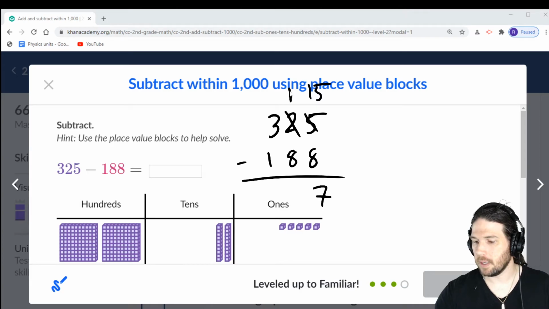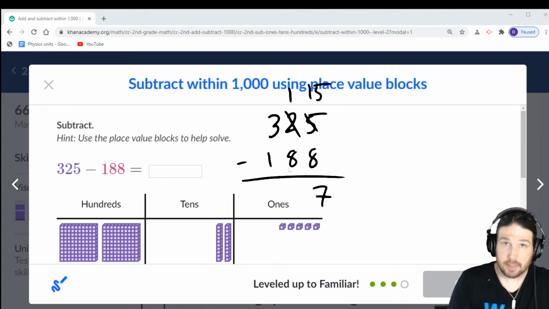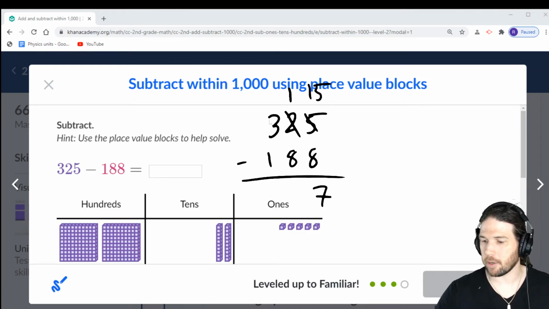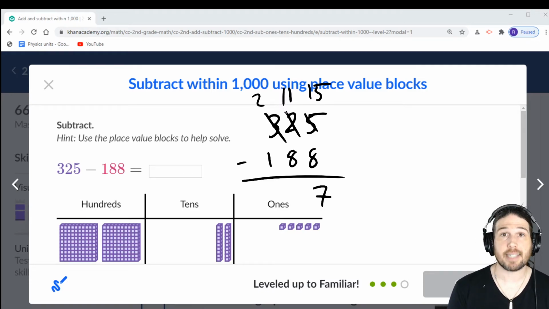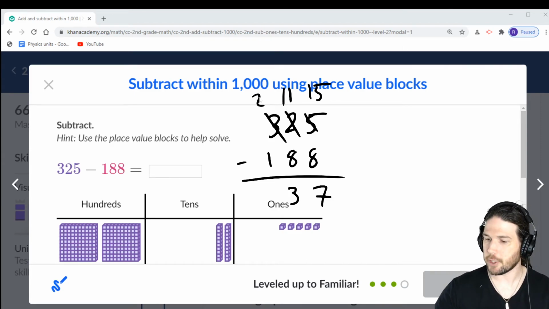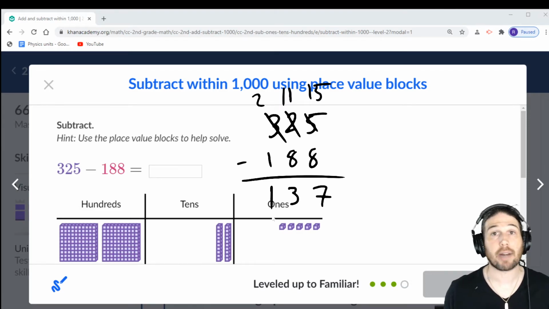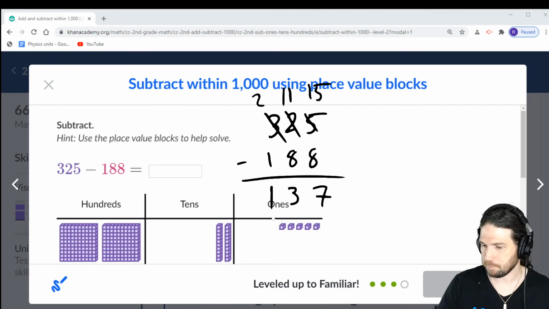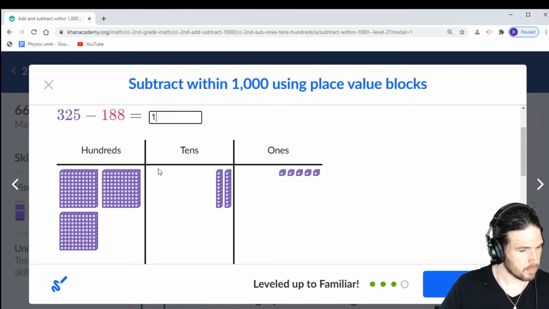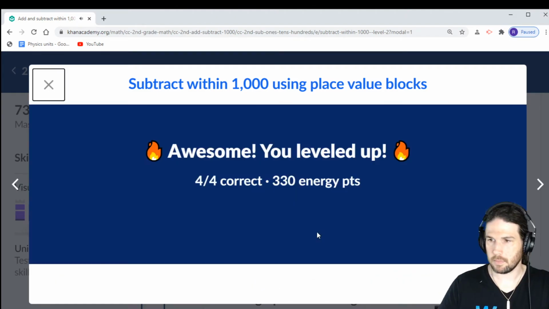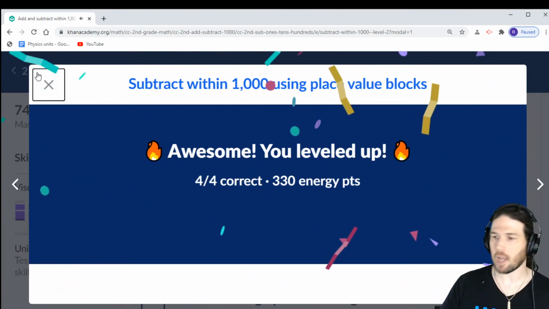But we can't do 1 ten minus 8 tens. That would give us less than 0 tens. So we're going to borrow one of these hundreds to make 11 tens. 3 hundreds and 2 tens is the same thing as 2 hundreds and 11 tens. They're the same number. Okay, so 11 tens minus 8 tens is 3 tens, and then 200 minus 100 is 100. Our answer is 137. And that is subtracting with place value blocks.